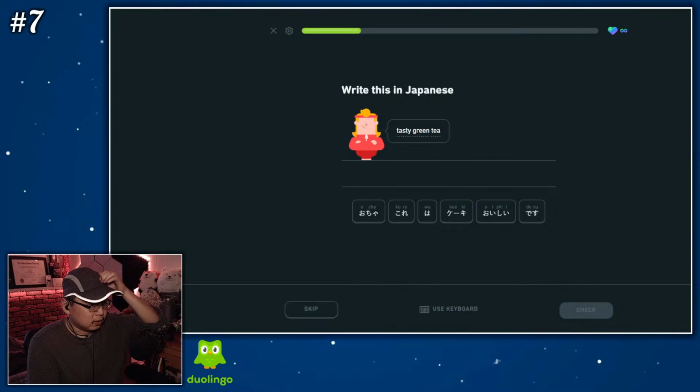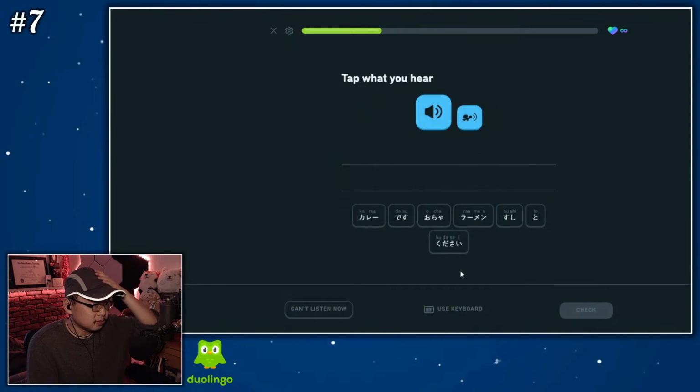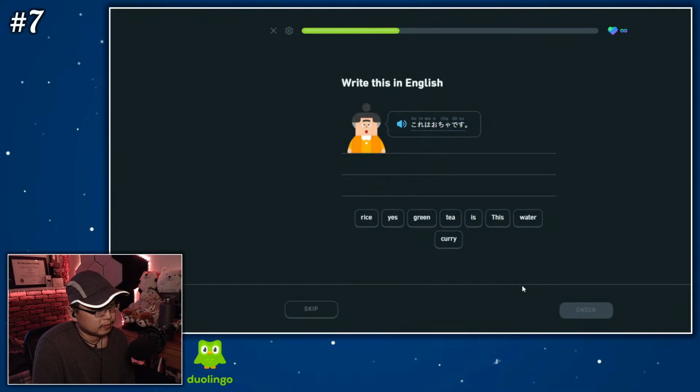Tasty green tea. おいしい ocha. お茶. ラーメンとお茶。Ramen to ocha. お茶。これはお茶です。Korewa. You realized every big and scary character is just made of a lot of common pieces.